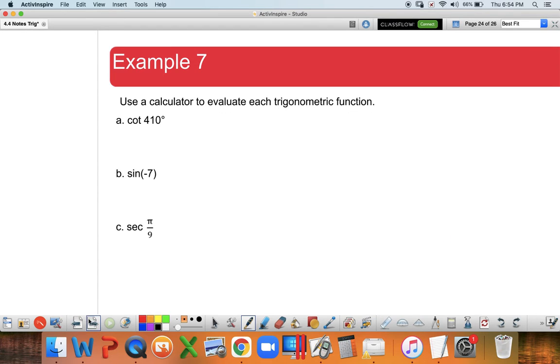Example 7 has you using your calculator just to make sure we remember how to do these. For cotangent of 410 degrees, we want to make sure we're in degree mode. And because it's cotangent, I need to plug in the tangent of 410 and then put in that negative 1 sign. You should get out about 0.839.